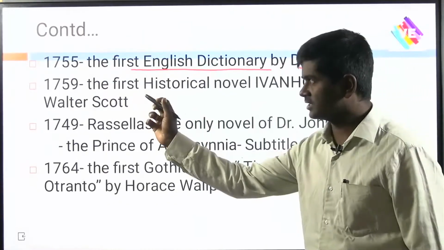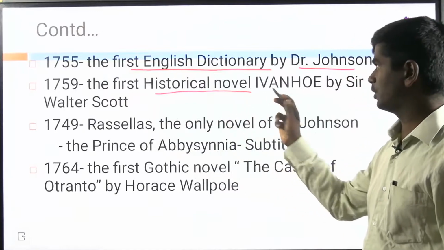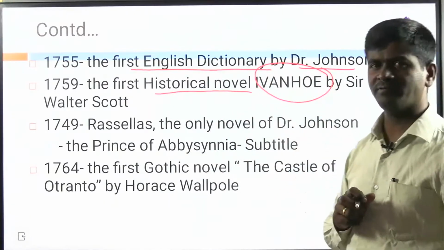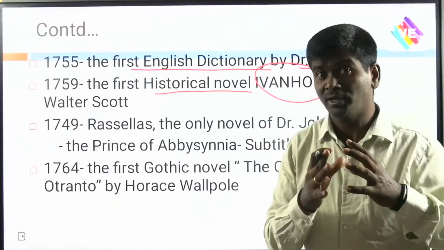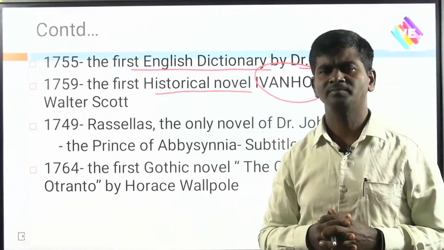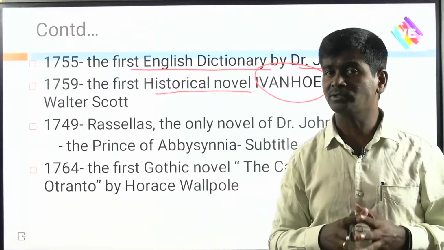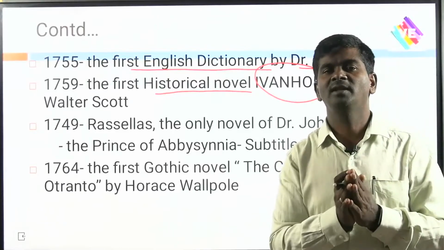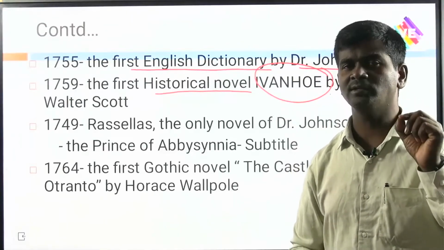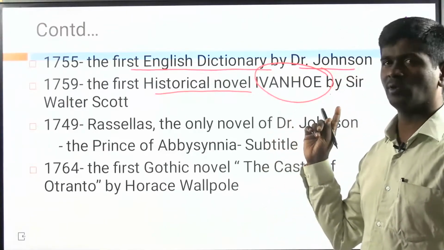Next, 1759, the first historical novel, Ivanhoe. The first historical novel is a novel based on the history of a particular country, a particular state, a particular society. That type of novel, the concept of the historical novel, was first introduced into English literature by Sir Walter Scott.